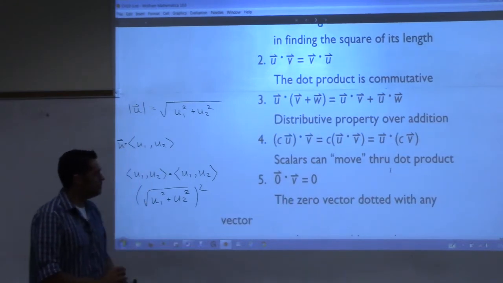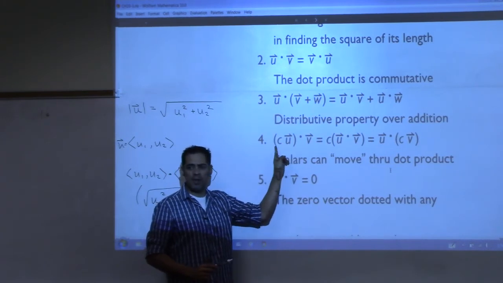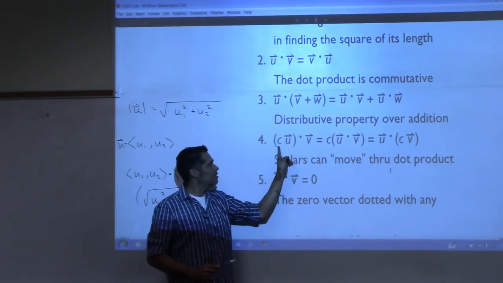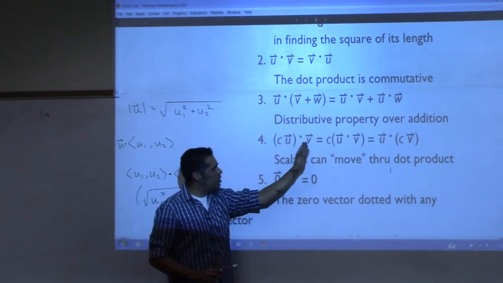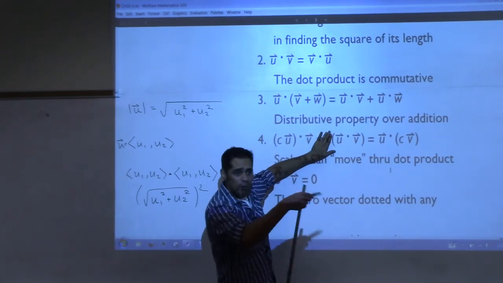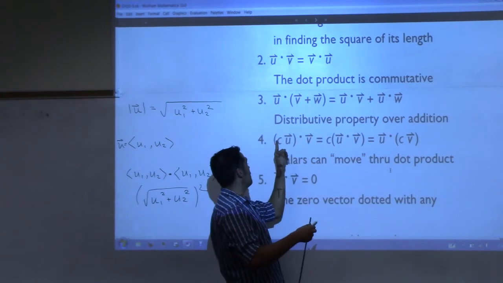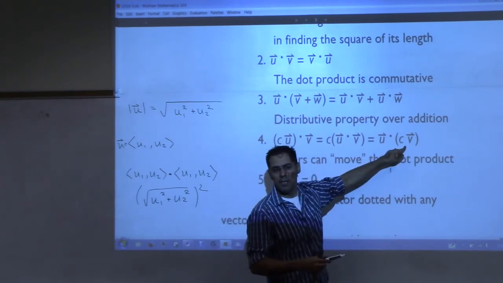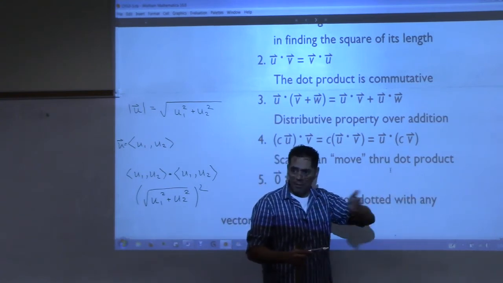Property 4 says if you have a number, this is scalar multiplication, a vector times a number, right? A vector times a number, get that answer, and then dot it. You could have, if you wanted to, taken that scalar and pulled it out, dotted them first, and then put the scalar in. Or you could have even moved that scalar from this vector to the other vector. So the scalar can slide around, basically, can move around.